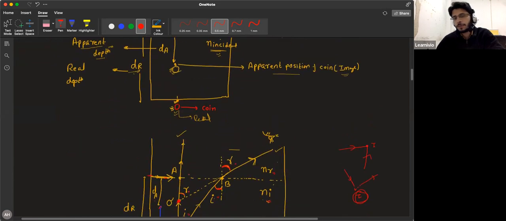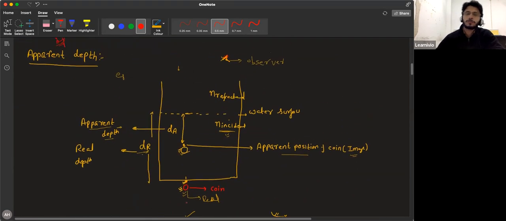Just draw the ray diagram, then we will start the calculation. Draw this diagram and then the next. Is it clear, both the diagrams? Yes, sir. So the first diagram simply tells you what apparent position and apparent depth mean. And the second diagram tells you why it happens. It happens simply due to refraction.